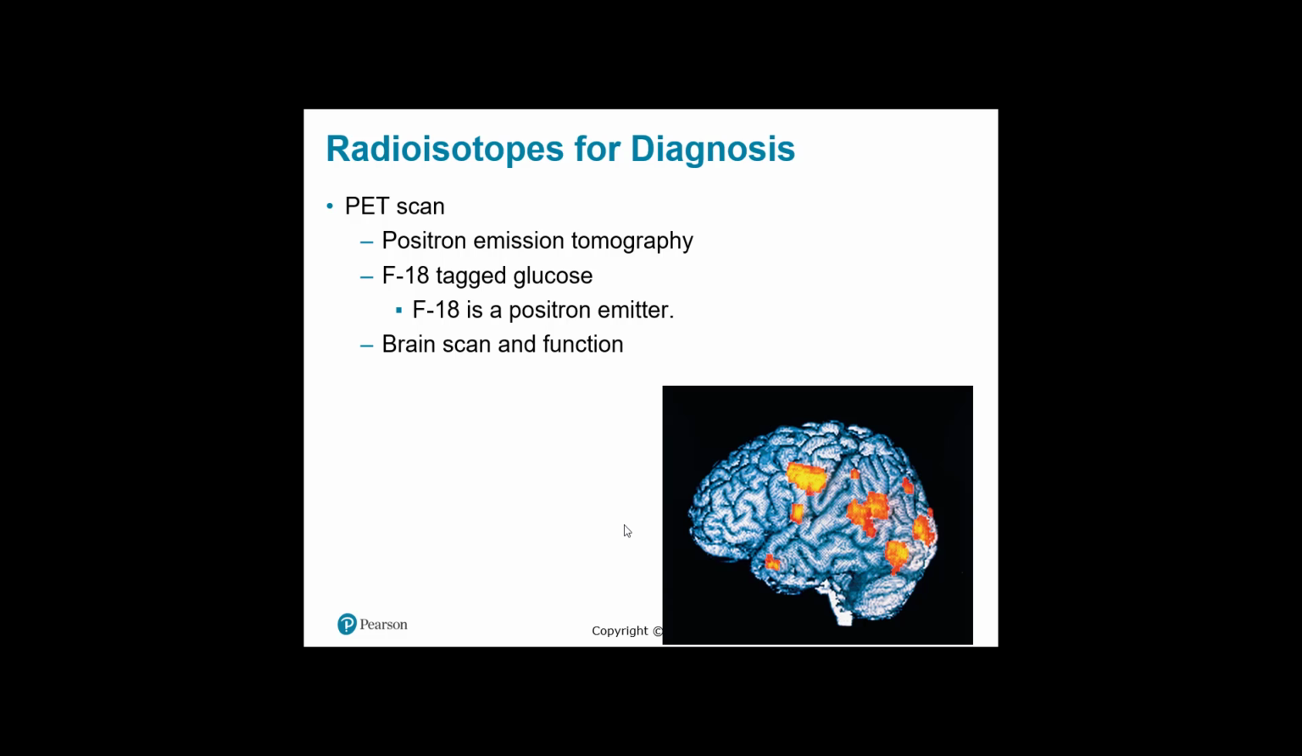And when it does, it emits a positron, and that will collide with any electrons nearby. Remember, a positron is the opposite of an electron, so it's positive and the electron is negative. When they collide with each other, they will produce two gamma rays in opposite directions. That point of origin can be located, and they can then see what's going on with the detailed images that will show because of this.